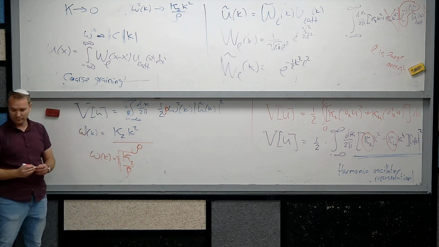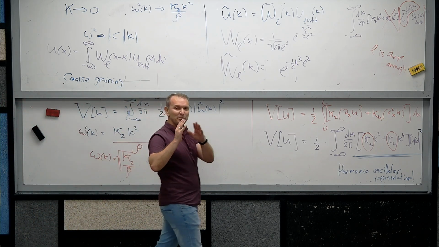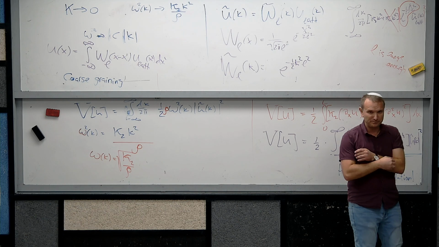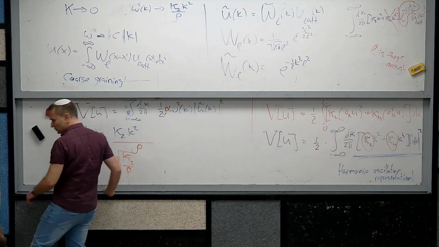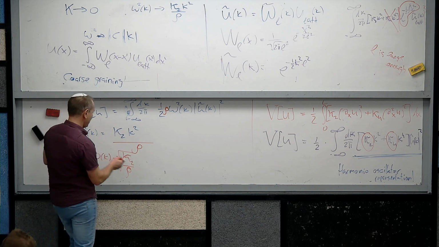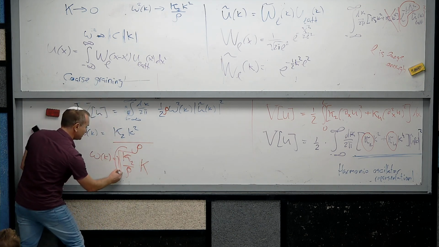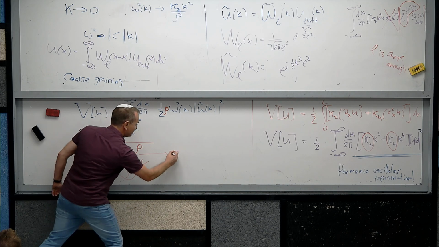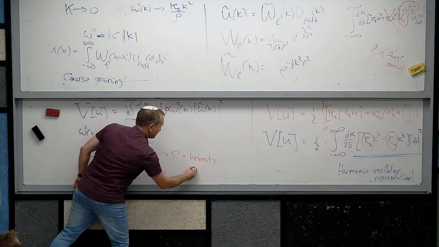Okay. So we have phonons, and we have this. K. What is k? Okay, right. Okay. Very important. So this is c, velocity of sound.